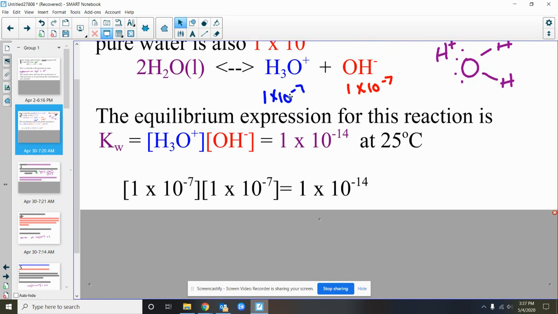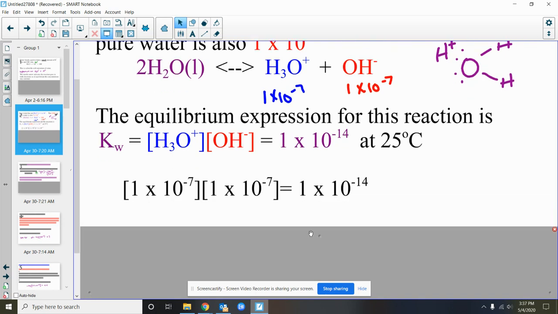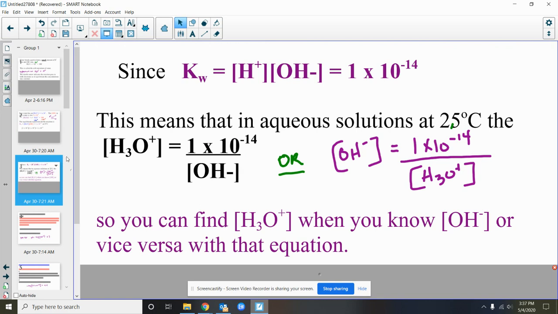Okay, so here is a picture of what that looks like. Again, you have your hydronium times your hydroxide equals 1 times 10 to the negative 14th. Okay, so again, because these are equal, and again, H3O, H, same thing, because they're equal to each other and they equal 1 times 10 to the negative 14th, I know that I can take this equation right here and I can rearrange it.